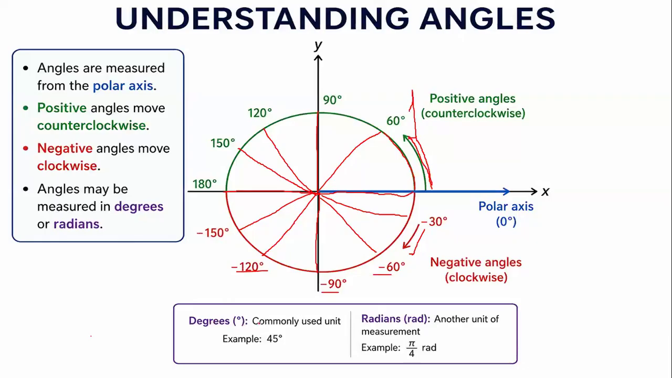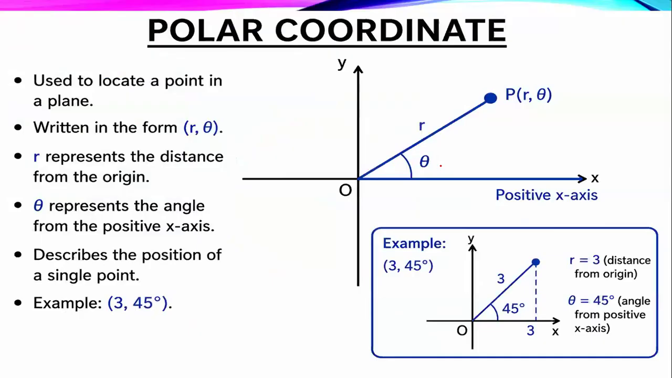We need to know that degrees is a commonly used unit. For example, we have negative 45 degrees, which is going to be somewhere around here. Then we have radians, which is another unit of measurement. If we don't want to use degrees, we can use radians, which is pi over 4 radians. We can also use a formula to convert degrees to radians.